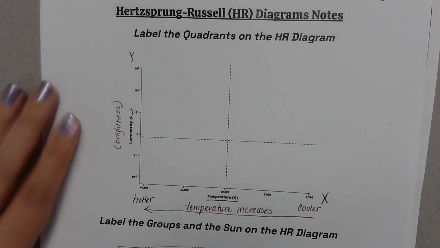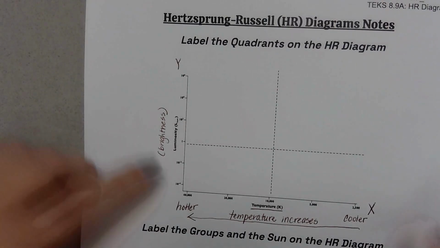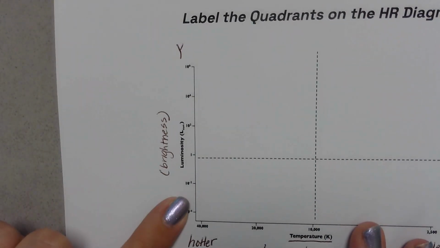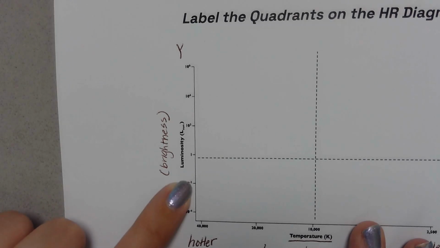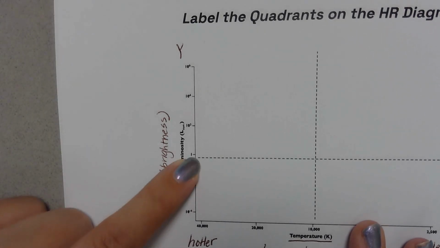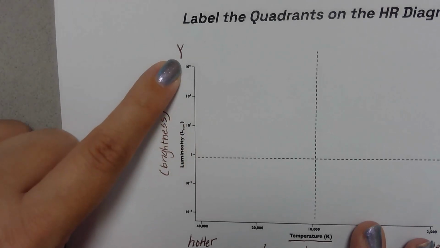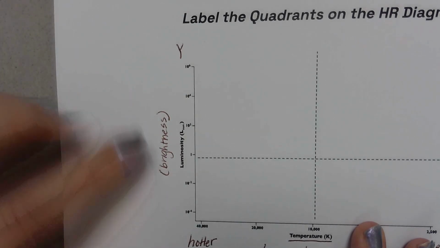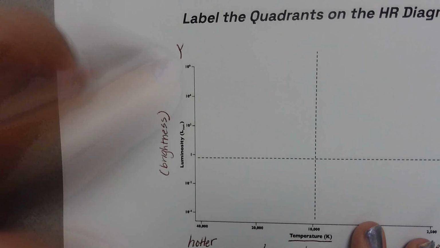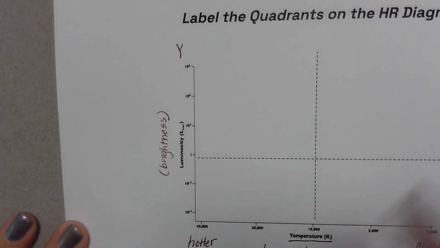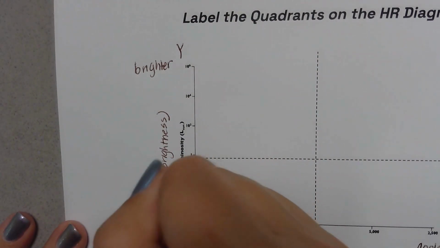You'll notice that these numbers have exponents. Zooming in a little bit, we have 10 to the negative 4, 10 to the negative 2, 1, 10 to the 2, 10 to the 4, and 10 to the 6. You don't have to necessarily be able to convert 10 to the 6 into a regular number. What you do need to know is that up at the top we have our brighter stars. Down at the bottom we have our dimmer stars.